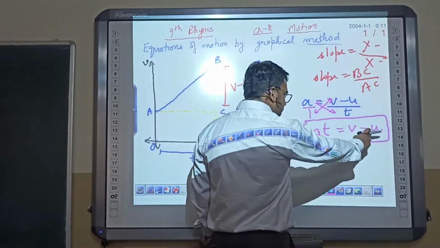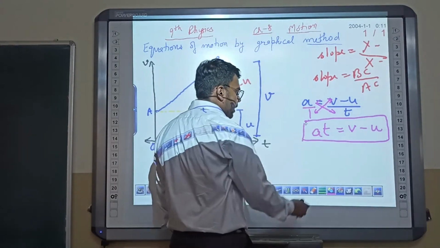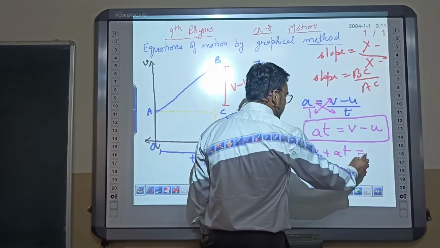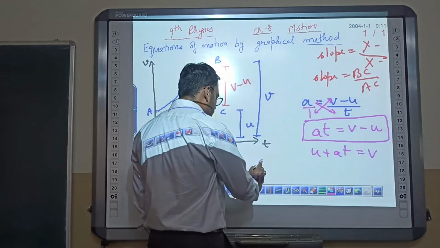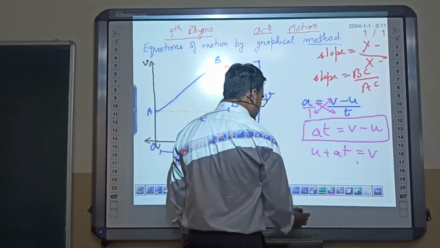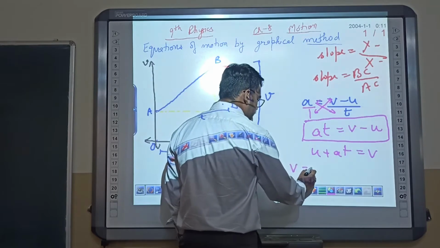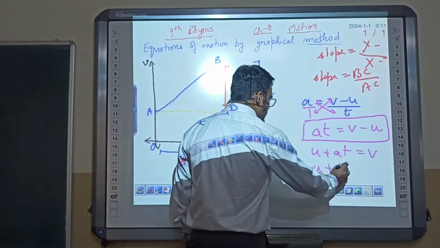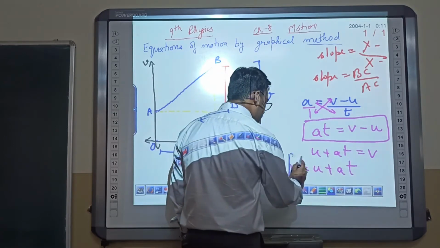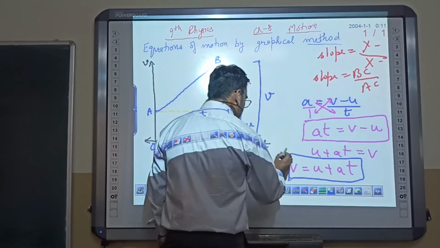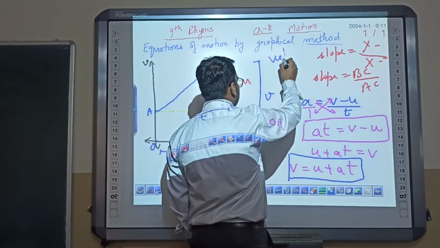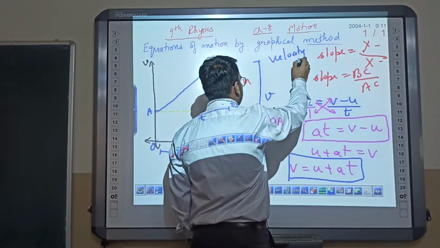If I take this u to this side, it will become positive: u plus at is equal to v. We call this the first equation of motion: v is equal to u plus at. This is our first equation of motion. We call it the velocity time relation.